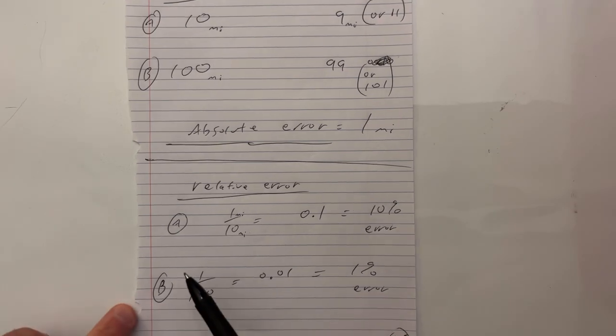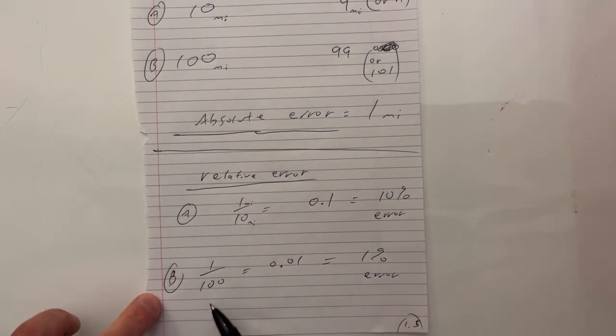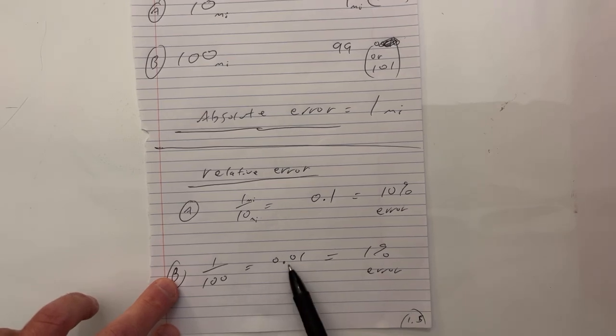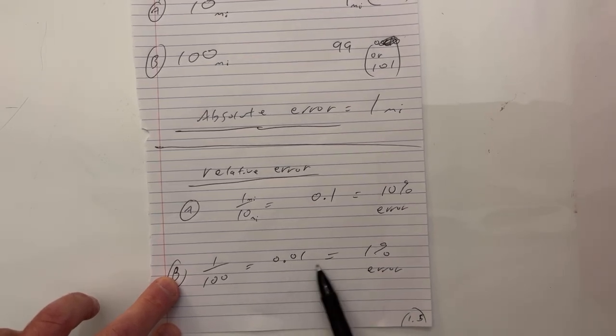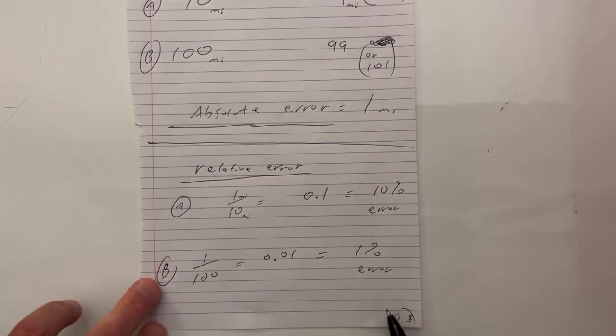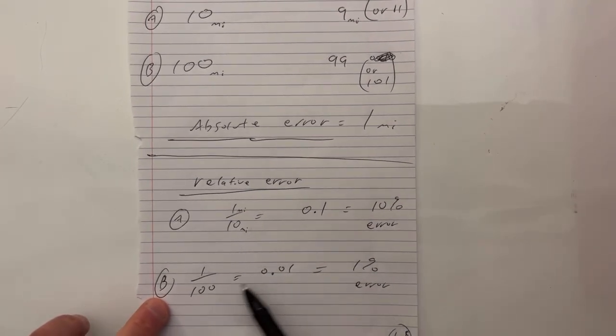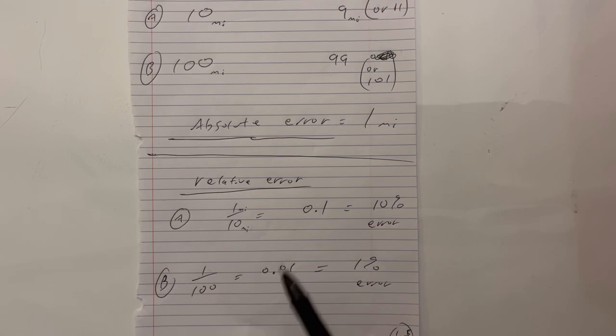Then we can also take distance B here, which is 100 miles. We take how much we're off, which is 1 mile, by 100. That gives us 0.01. Move the decimal point over. That means we have a 1% error. So these are our relative errors, 10% here and 1% here, because it's relative to the total amount.